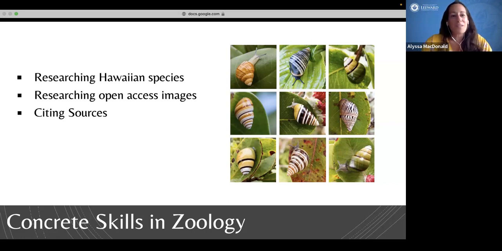Yes, these are beautiful snails. These are some of the native snails. This is an image that I was allowed to use by one of our snail researchers out here. It's actually the cover of an OER book that we're putting together for zoology, so stay tuned for that coming up next semester.